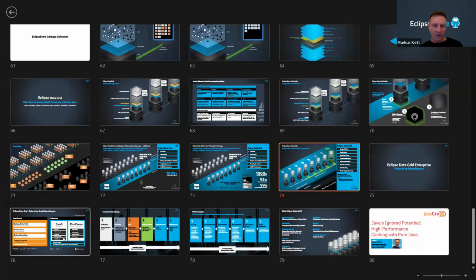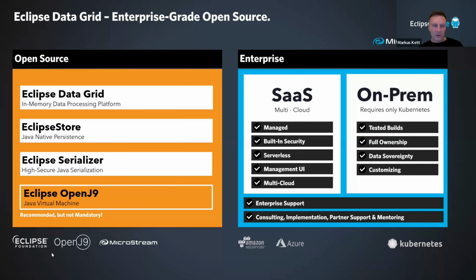All right. How the Eclipse Data Grid cluster works is a different topic. To summarize this, EclipseStore is an open source project. It uses Eclipse Serializer, and with Eclipse Data Grid, you get the whole cluster infrastructure. Everything is free of charge, everything is open source and under the EPL license. It is an Eclipse project.